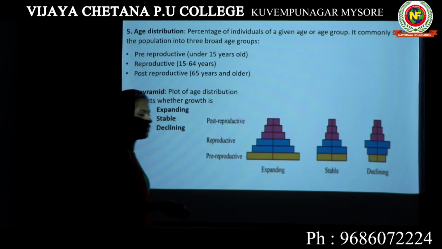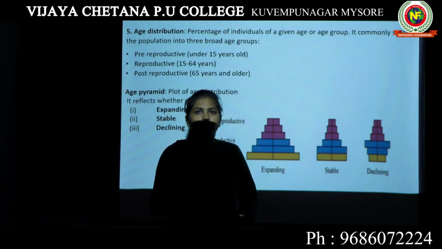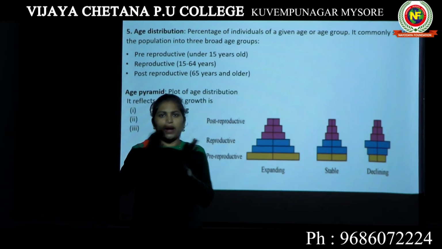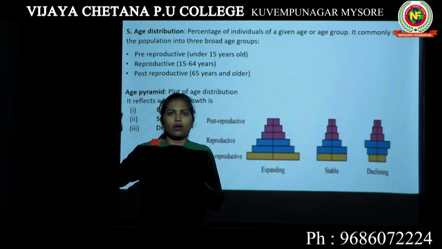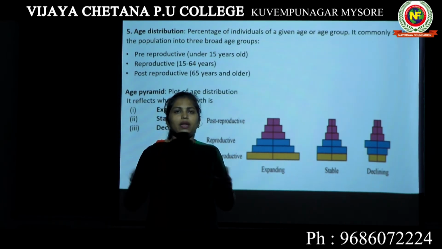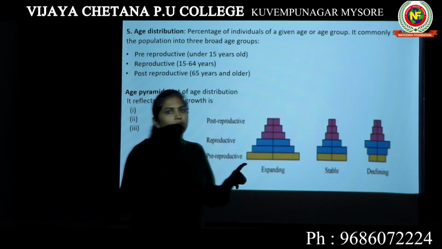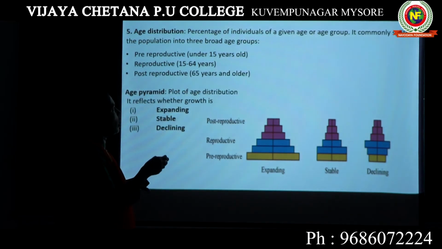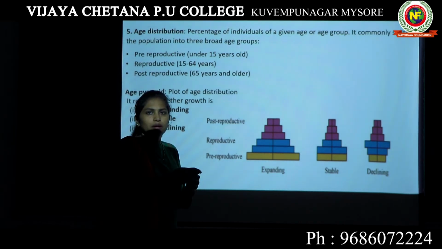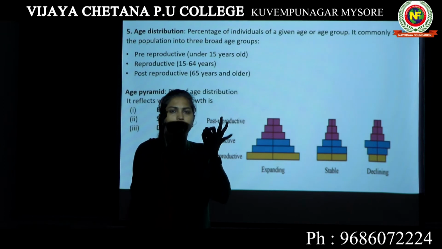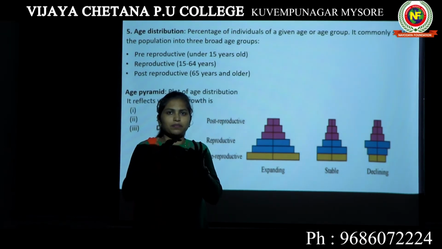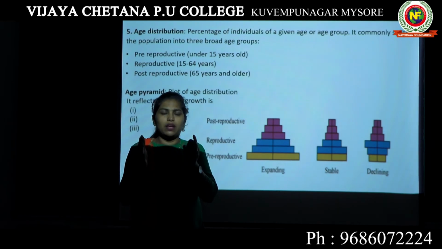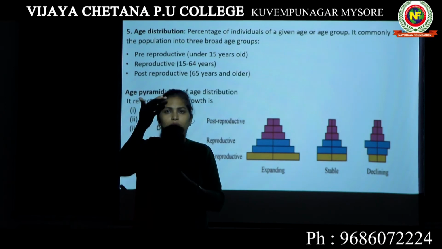So what is age distribution? In simple terms, distributing people or dividing people depending upon their age group. We will classify or divide a population depending upon the age group. So, percentage of individuals of a given age or age group. How much percentage of individuals are present belonging to one particular age group? What percentage of individuals are present belonging to another age group? This is known as age distribution.